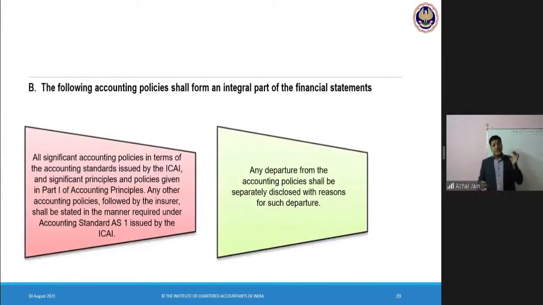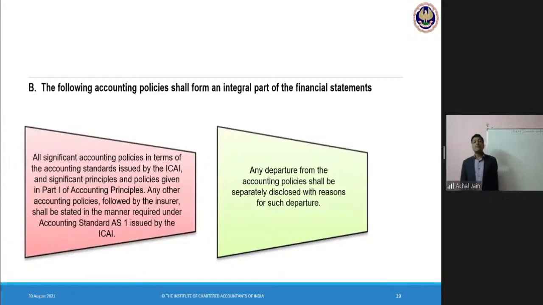Why? Because it reflects the basis which has been considered for the preparation of the financial statements. It specifies the various items which have been recognized, measured and disclosed in the financial statements. And these accounting policies need to be consistent year on year. You all know that accounting policies need to be consistently followed by a company year on year, and they are considered to be an integral part.